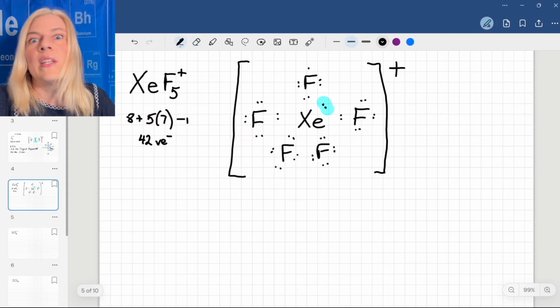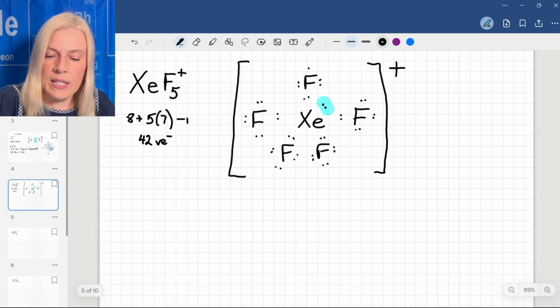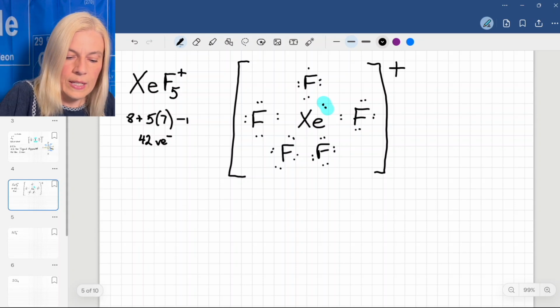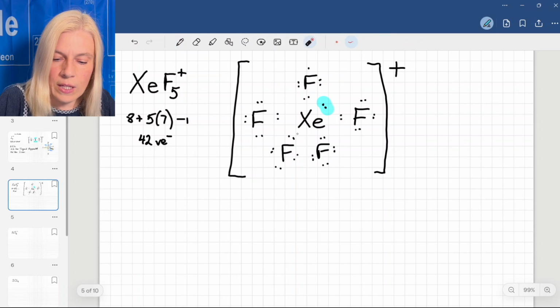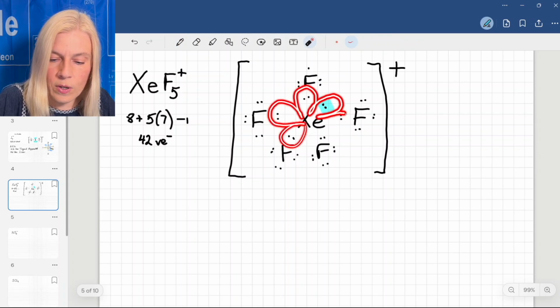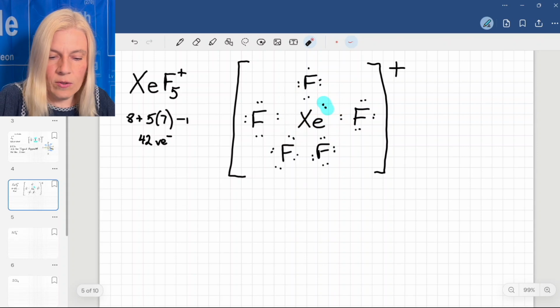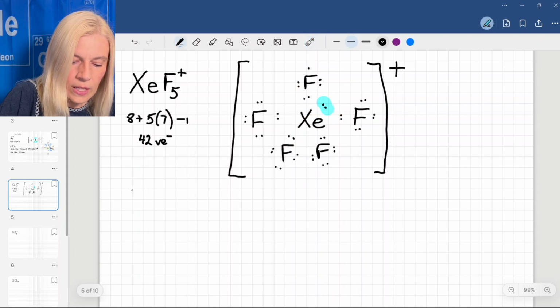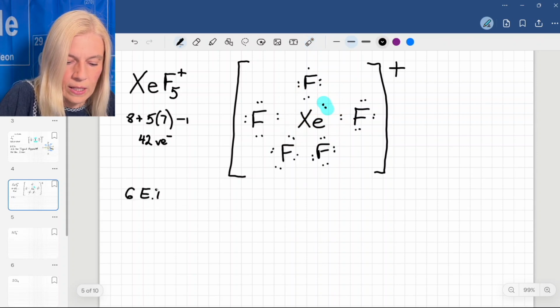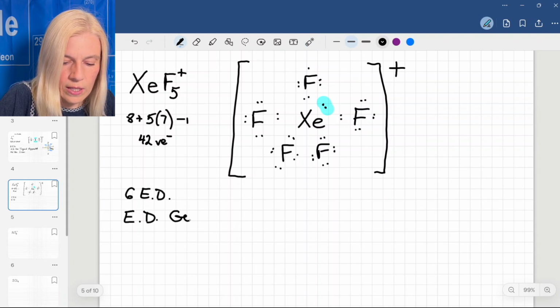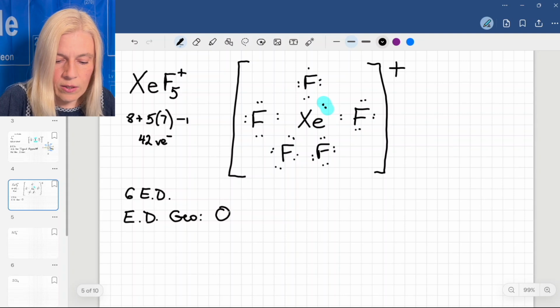Okay, here we go. So let's go through this. We have how many electron domains? Well, let's count. We have 1, 2, 3, 4, 5, 6. Do you see it? We have our 6 electron domains. So my electron domain geometry is octahedral.